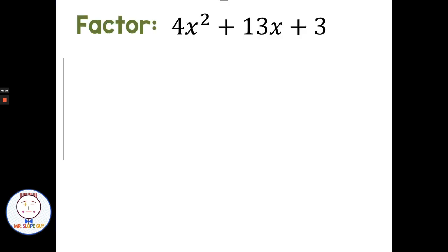We have 4x² plus 13x plus 3. So I want to list all the factors of 4x squared. It can be 4x and x, and 2x and 2x. And all my possible factors of positive 3 are 1 and 3. And much like we did with traditional sum and product factoring, we know if we multiply to positive and add up to positive, we really only have to look at positive combinations.